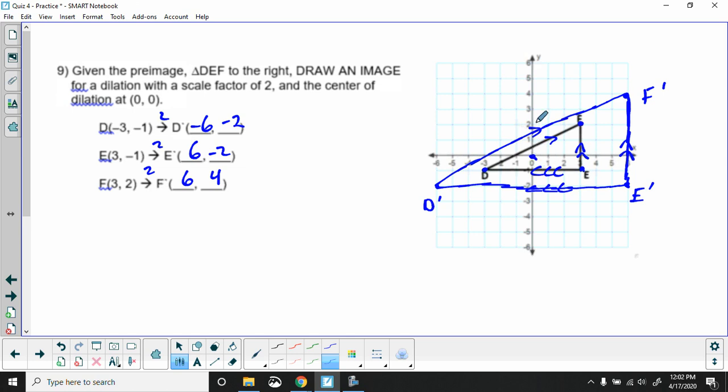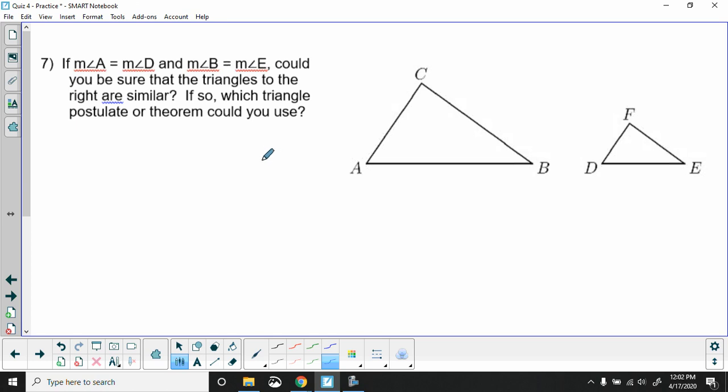If measure of angle A equals measure of angle D and measure of angle B equals measure of angle E, could you be sure that the triangles to the right are similar? If so, which triangle postulate or theorem could you use?